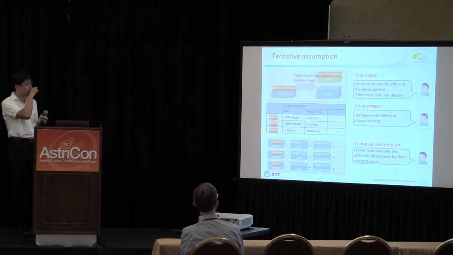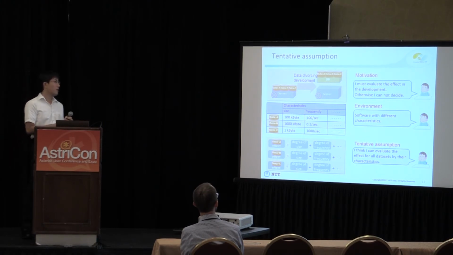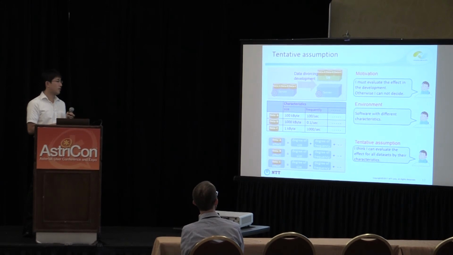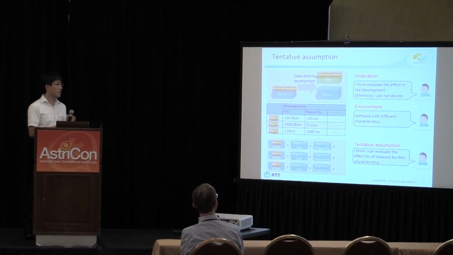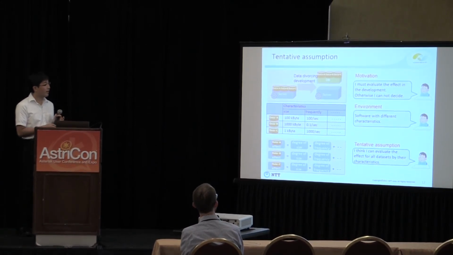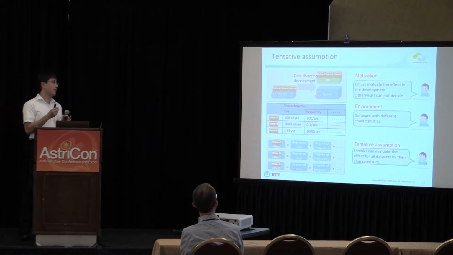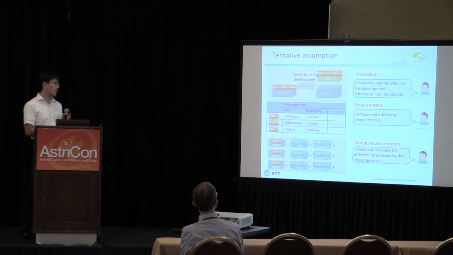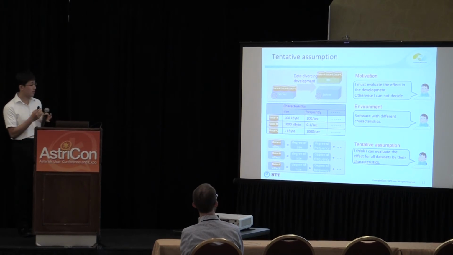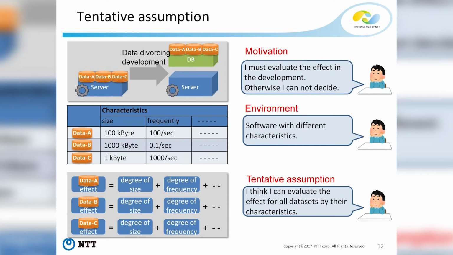Firstly, I show the tentative assumption, motivation and environment. Motivation is already explained. Developers have to evaluate the effect in the development. And there is a large amount of data, and they have different characteristics. And the tentative assumption: I think I can evaluate the effect for all data sets by their characteristics.